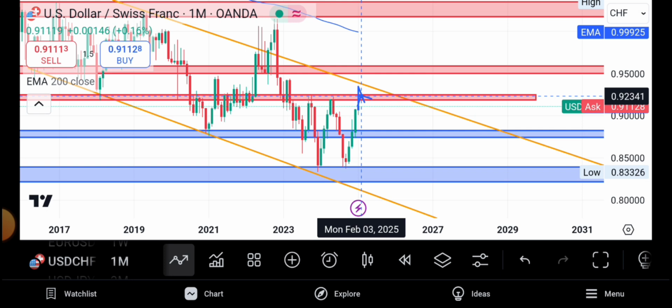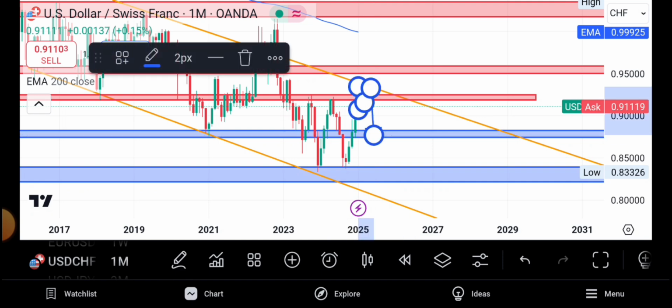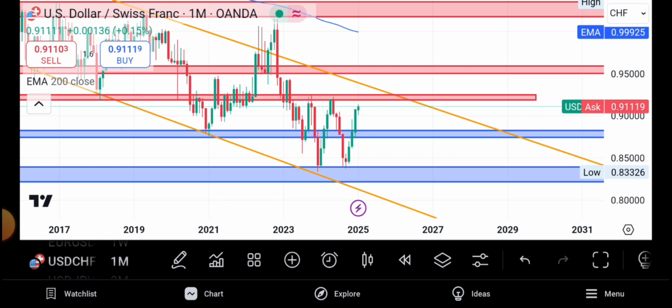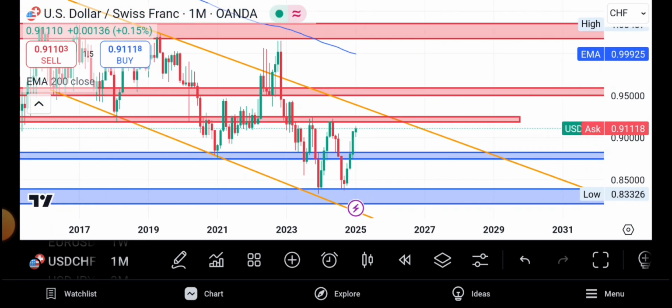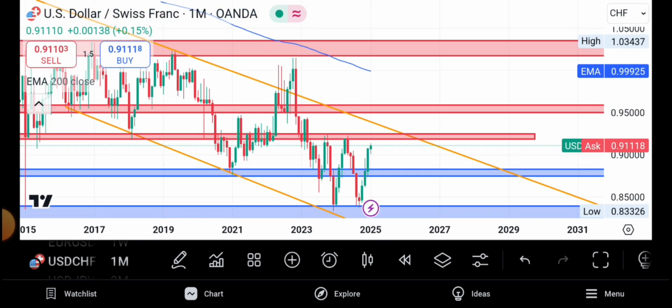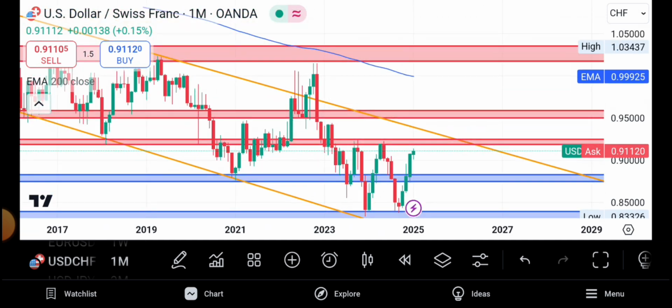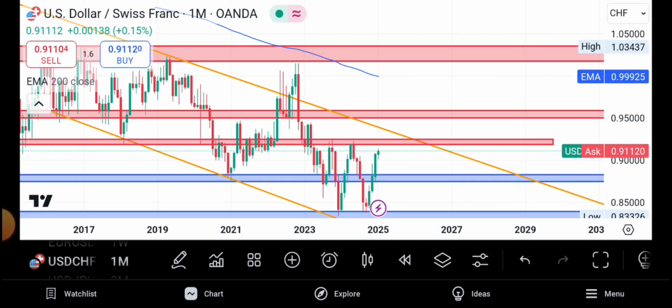But be informed that we have this channel, we have this trend line. This trend line can be used as a resistance to push the market downward. So be cautious of that. If you are planning to buy that pair, be cautious of that, and you shall be safe.